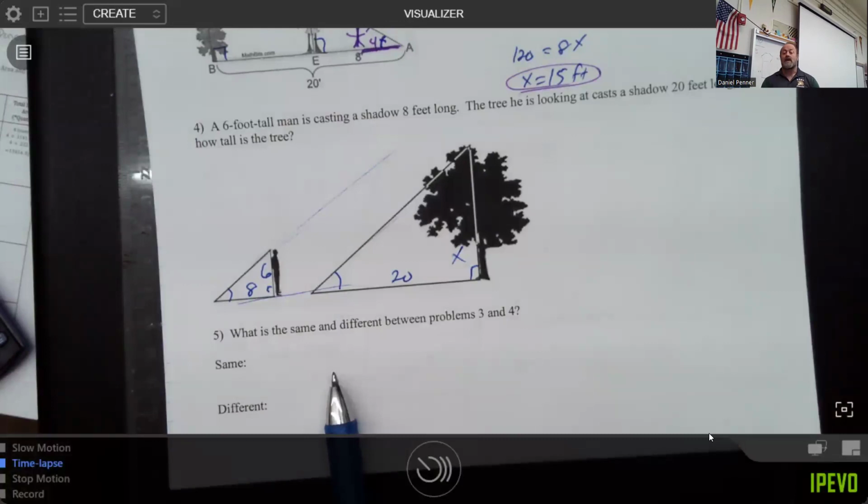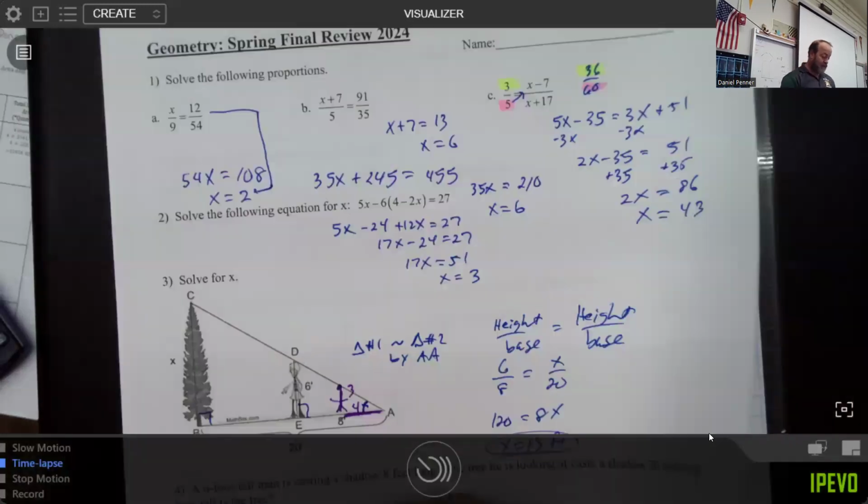Almost everything is the same. You have exactly the same proportions. You've got 6 is to 8 as x is to 20. You've got all of this stuff set up exactly the same. What is different is that in this particular situation, the triangles aren't overlapping. They're just separate. So there's very, very little that is different about those two stories.